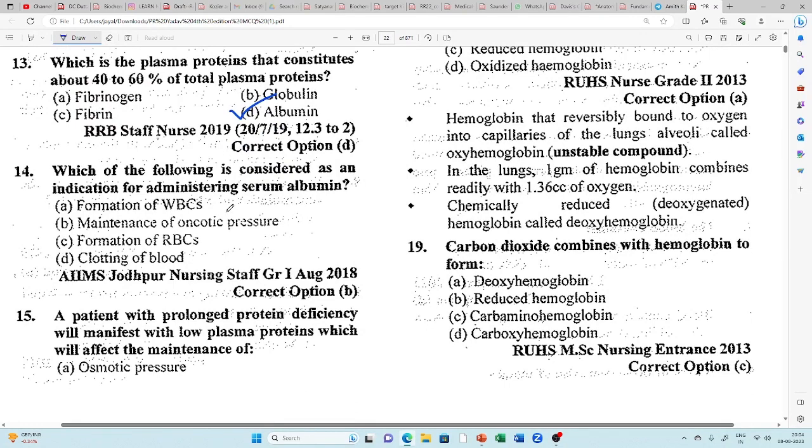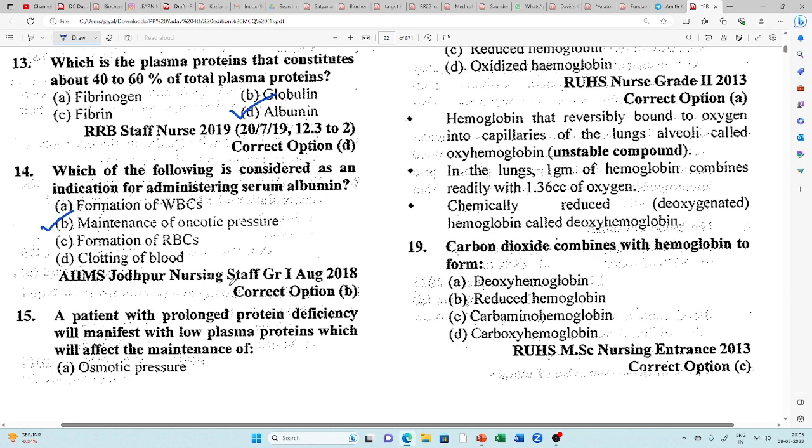Which of the following is considered an indication for administering serum albumin? When do we have to administer serum albumin? To maintain oncotic pressure. If the blood oncotic pressure or osmotic pressure is very low or not normal, reduced, then we have to administer albumin.